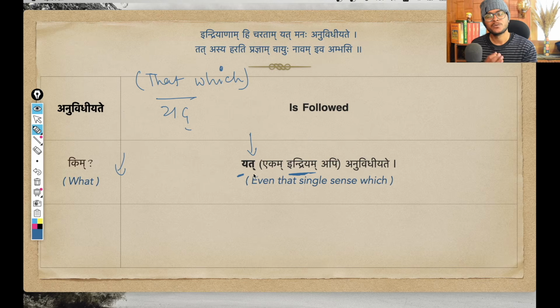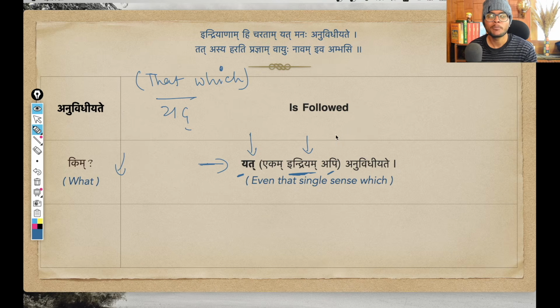So we had the words yat anuvidhiyate, that which is followed. What is this yat pointing to? This yat is pointing to indriyam, a sense. So supplementing this sentence with additional implied words, yat ekam indriyam anuvidhiyate. Ekam indriyam, that single sense. Yat ekam indriyam anuvidhiyate, that single sense which is followed. I hope you are getting this structure.